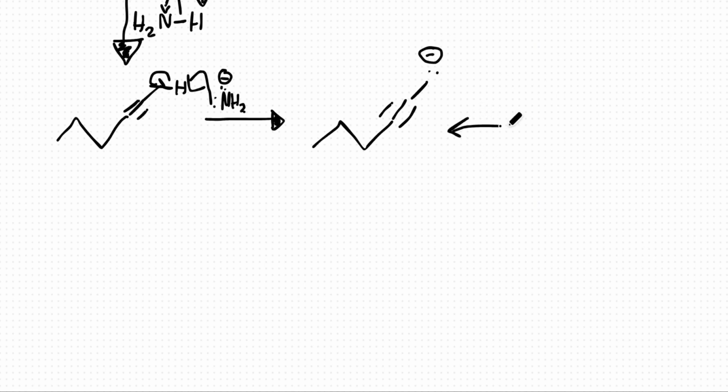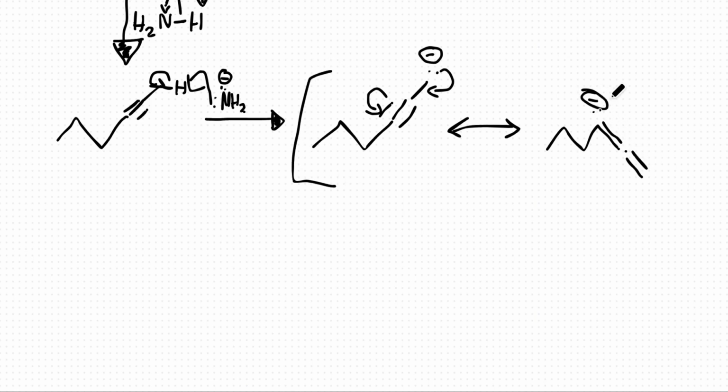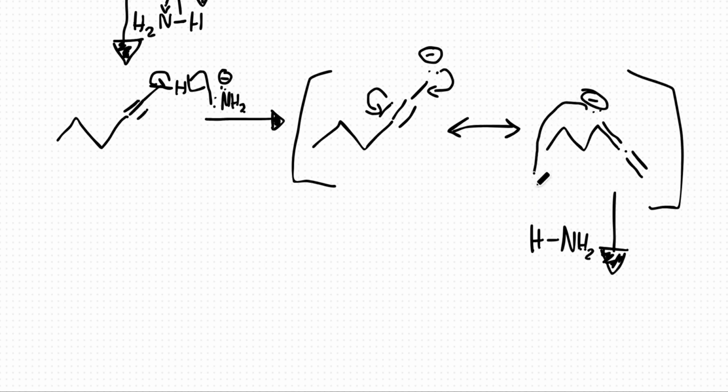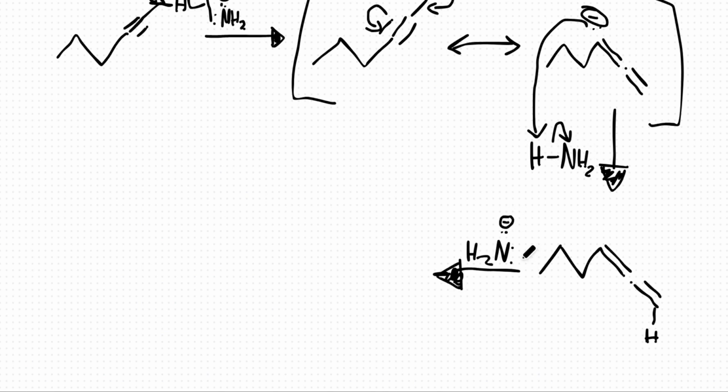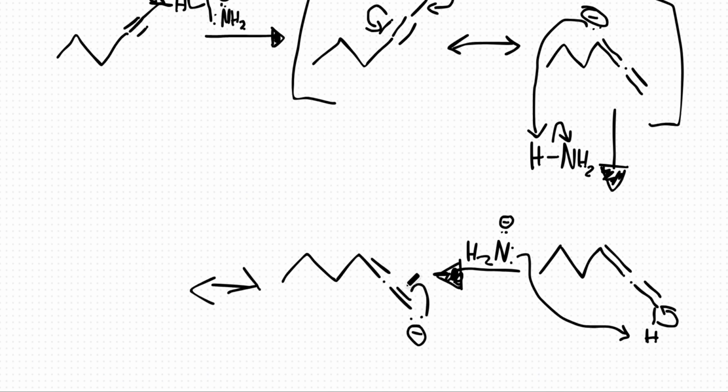This is in resonance with another structure. Lone pair comes down and steals this proton, giving us this product. The newly formed amide comes in, takes the proton again, deposits a lone pair here, giving us this product. The lone pair comes in, kicks this back over here again to give us this.